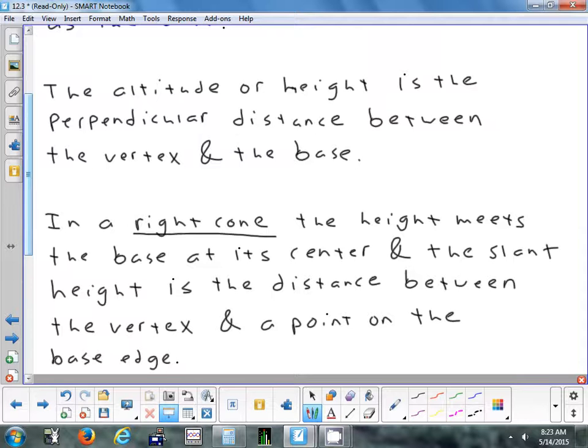I like to think of it that way. That's the easiest way to think of it. Slant height, distance going up the side. So if there were stairs on the cone, and you're walking up the stairs, there's your slant height.